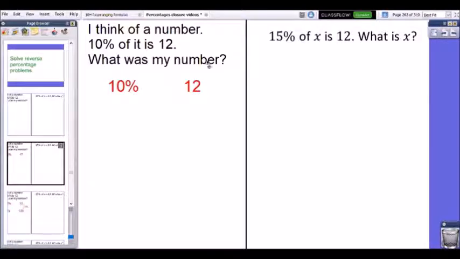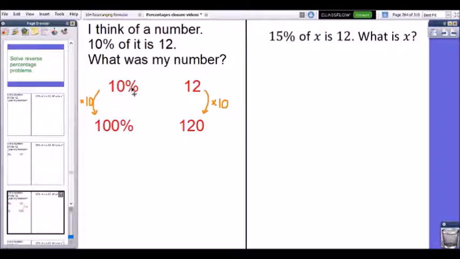We're going to call my original number 100%. Can you think of how to get from 10% to 100%? Well, I multiply it by 10, because 10 times 10 gives me 100, and 12 times 10 gives me 120. Therefore, my original number was 120. To check, you could work out what 10% of 120 is, and you will find that the answer is 12, so 120 is my answer.